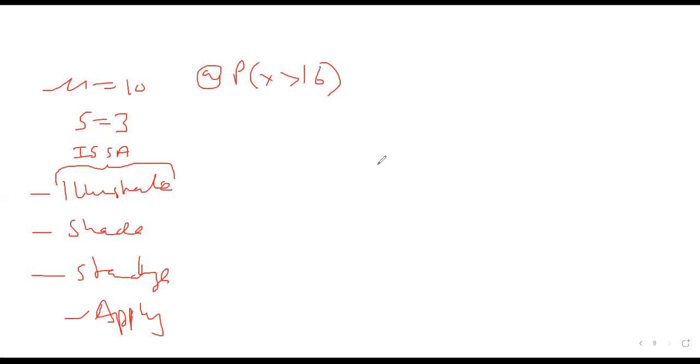So let's do this. 0 is here, and 10 is in the middle. Our mean should always be in the middle. So mean 10, and we are given 16 here. And we're asked greater than. Greater means shade to the right. So step 1, illustrate. 10 and 16.